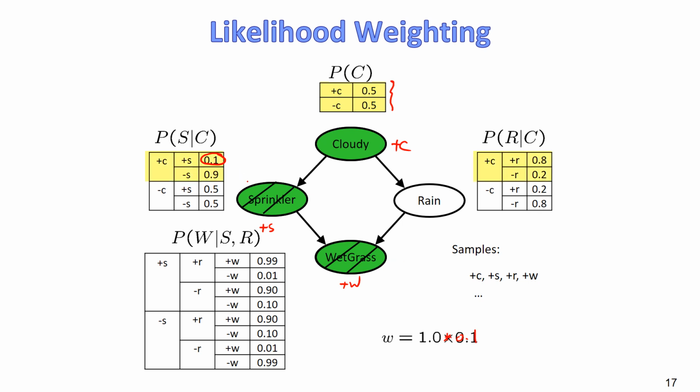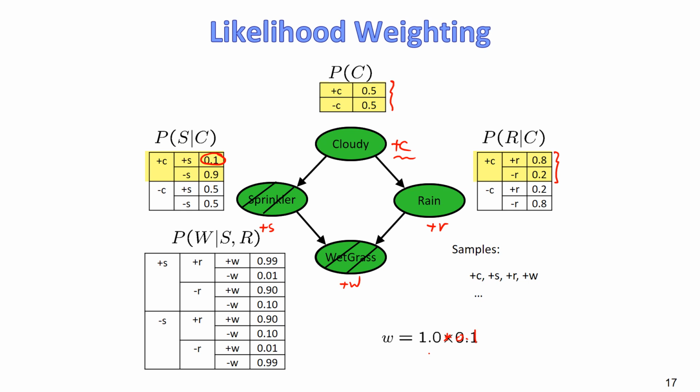Now rain, which distribution for rain will we sample from? Rain is non-observed, right? So we'll have to sample from it. It depends on the value of the parent, plus C, so we'll get a sample from that distribution. Let's say that we got green again, which means plus R. For the non-observed variable, we will not change the weight because we sampled from it. The weight here is just for the fact that we didn't sample. We will augment the weight of the sample because we didn't sample from some variables.